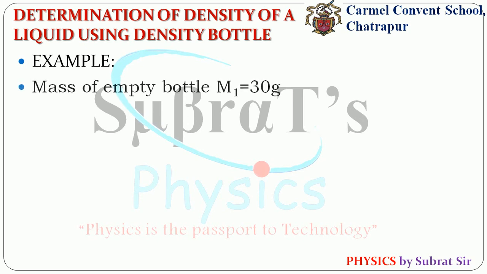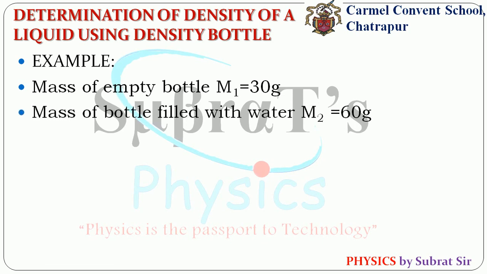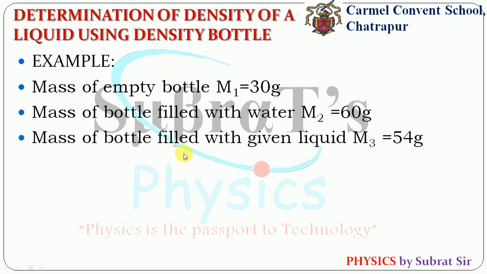We suppose the mass of the empty bottle is m1 is equal to 30 gram. Then we pour the water and measure once again. The mass of the bottle filled with water is measured as m2 is equal to 60 grams. Then empty the bottle and fill it with the given liquid. Suppose that is 54 grams, which is m3.